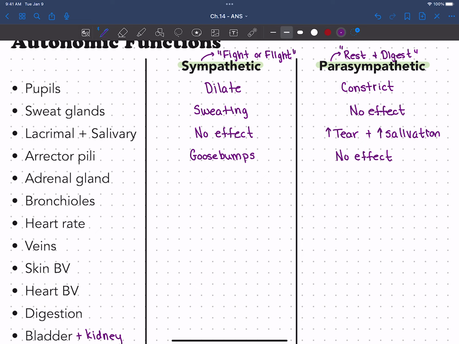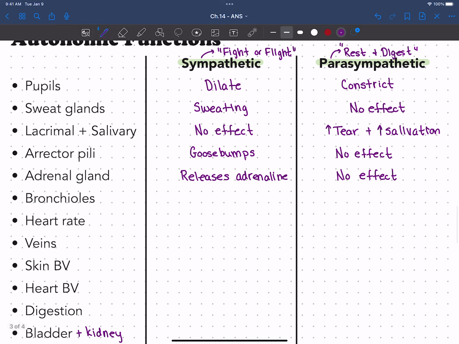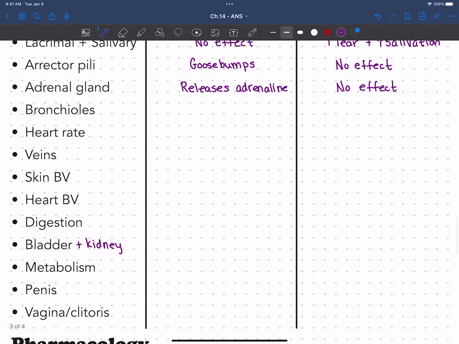All right, the adrenal glands are only innervated by the sympathetic nervous system. As we discussed with the sympathetic nervous system, the adrenal gland is directly innervated by a preganglionic neuron from that sympathetic nervous system, causing the adrenal glands to produce adrenaline or epinephrine, right? So the effect would be that it releases adrenaline into the blood, and so it can have systemic effects throughout the body. So there would be no effect here for the parasympathetic nervous system. All right, moving on down.